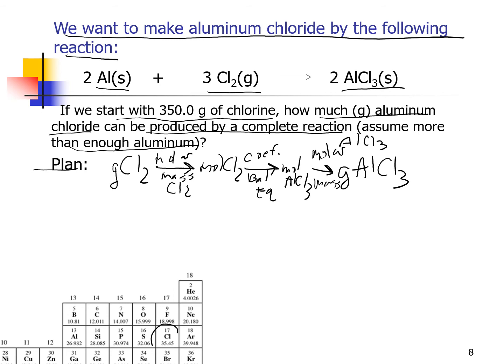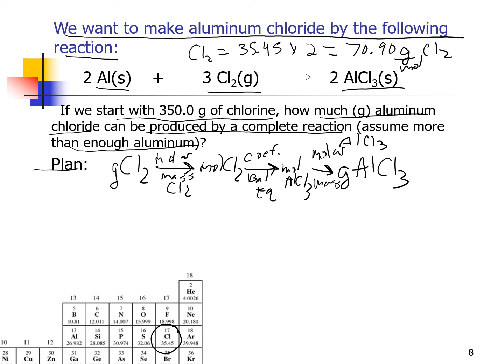So chlorine is 35.45 for 1 atom. We have Cl2, so we need to multiply that by 2. So we can do chlorine up here since we don't have very much room. 35.45 times 2 is equal to 70.90 grams per mole for chlorine.